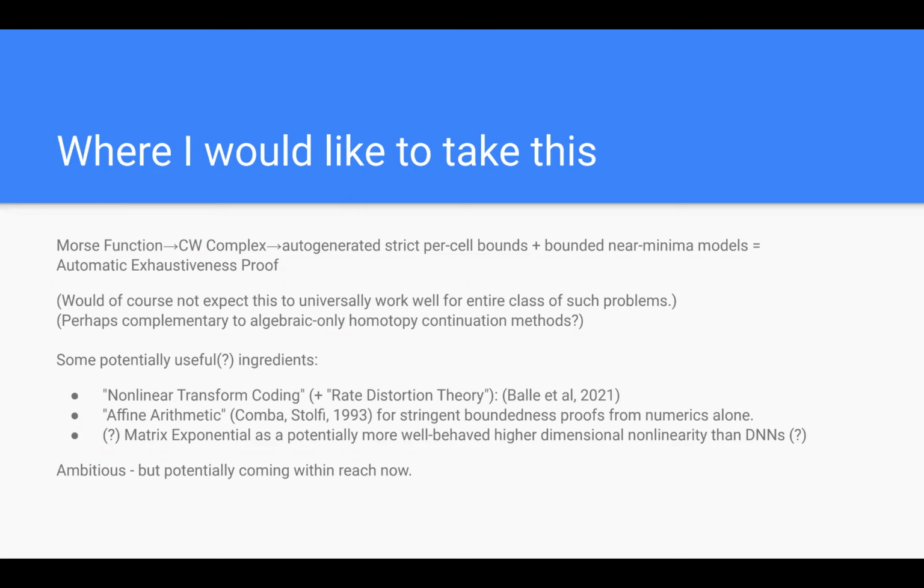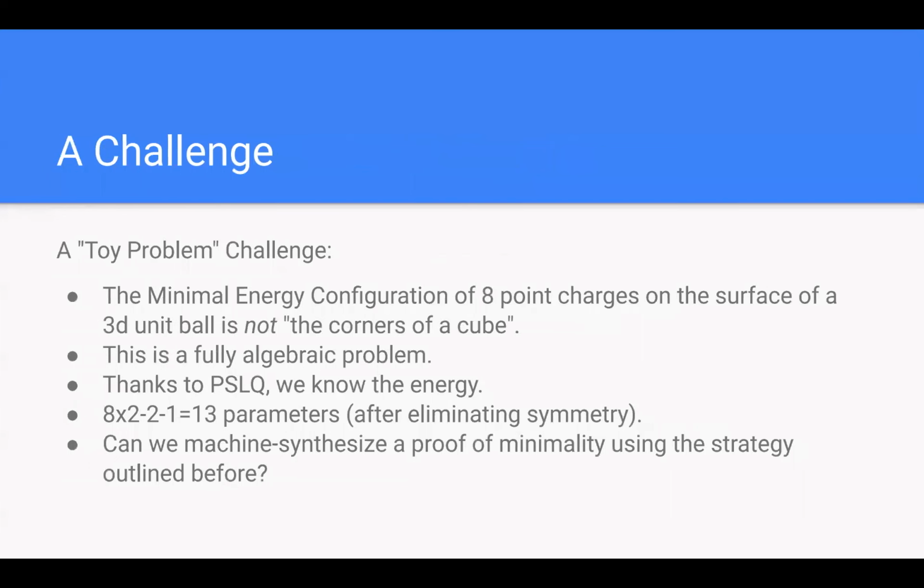Then another ingredient I'm seeing here is affine arithmetic by Comba and Stolfi to get stringent boundedness proofs from numerics alone. And then perhaps in order to parameterize diffeomorphisms, potentially the matrix exponential might be a more well-behaved higher dimensional nonlinearity than what we normally build using deep neural network architectures. So this overall might be ambitious, but potentially it might be coming within reach here.